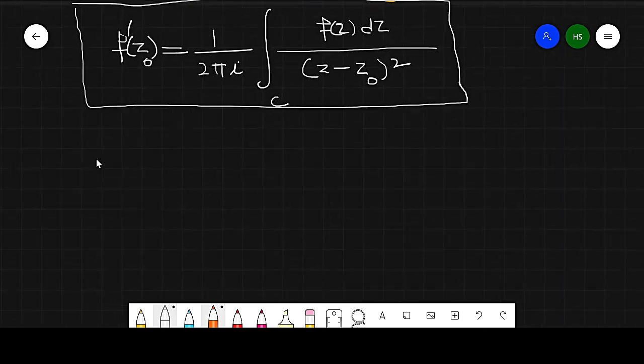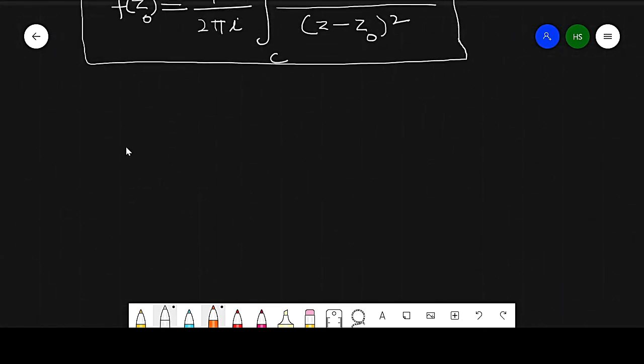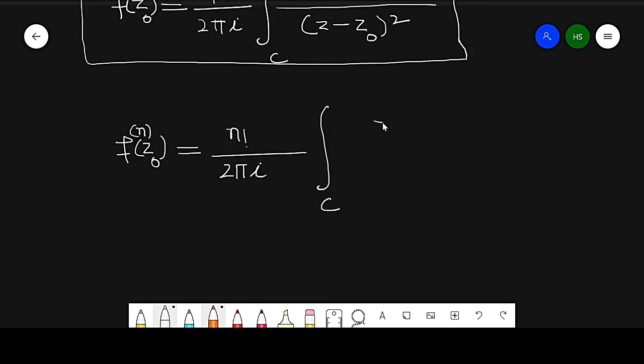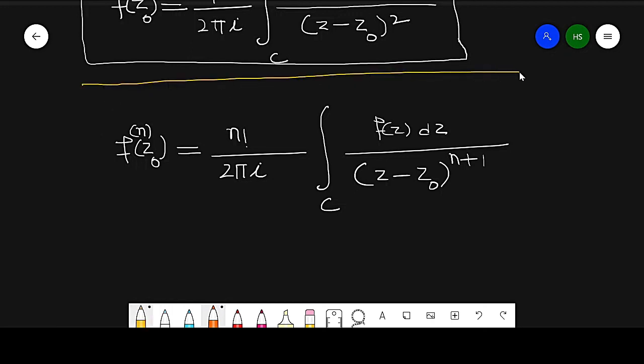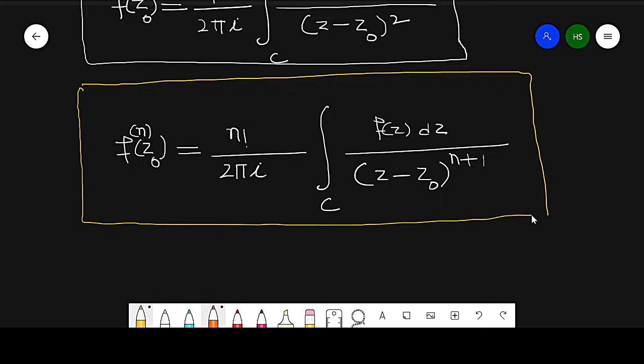In the next lecture, we will prove the derivative of higher order. That formula is, just remember, the nth derivative of the function at point z naught, which is equal to n factorial over 2 pi iota integration around c, f z dz over z minus z naught raised to power n plus 1. We will prove this in the next lecture. Even from this result we can find the first derivative, second derivative and third derivative. So just remember this formula.